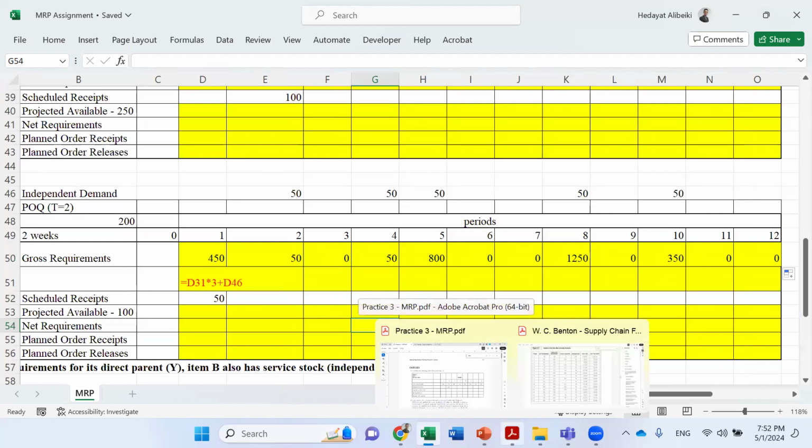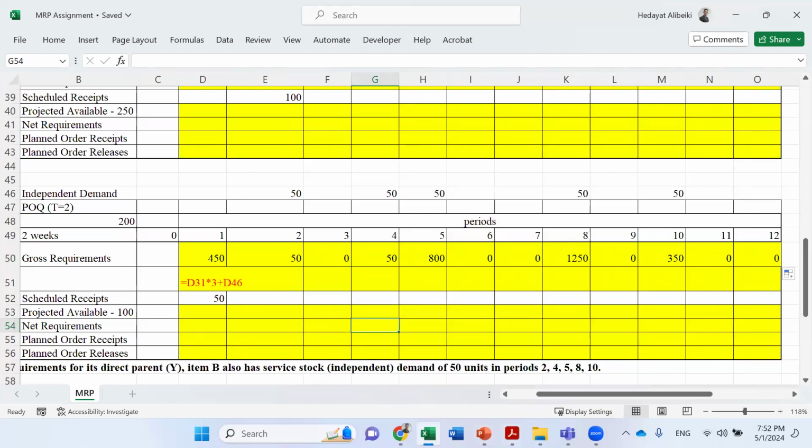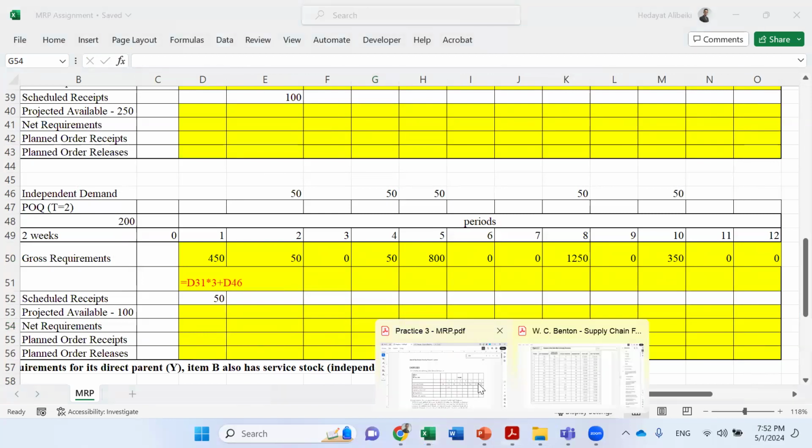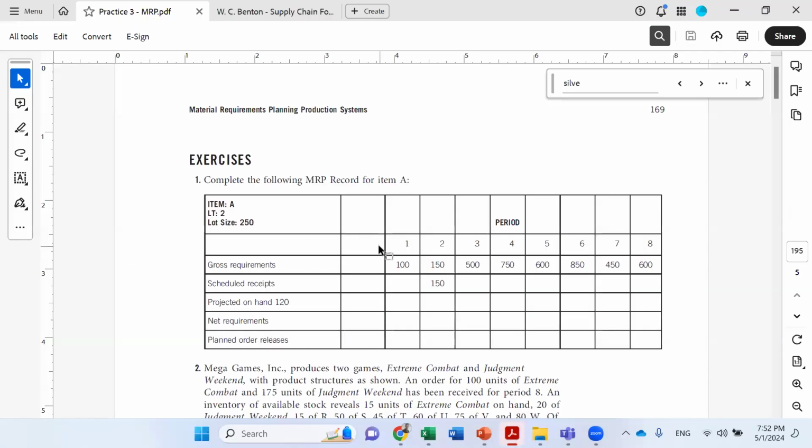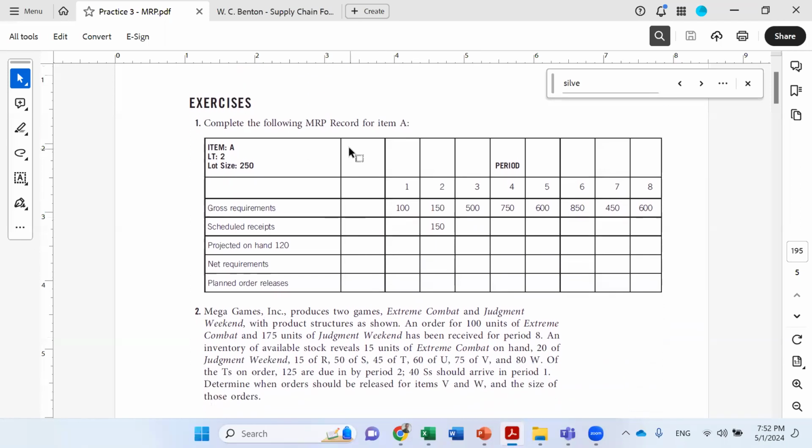Okay, let's take a look at the problems from MRP, and then the rest you should be able to do. Let's take a look at some of these problems. Let's see if we find anything interesting here. To complete the following MRP record for item A, this is very similar to what we just did.